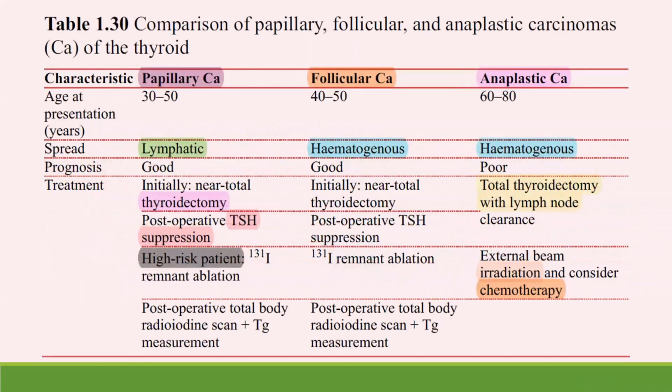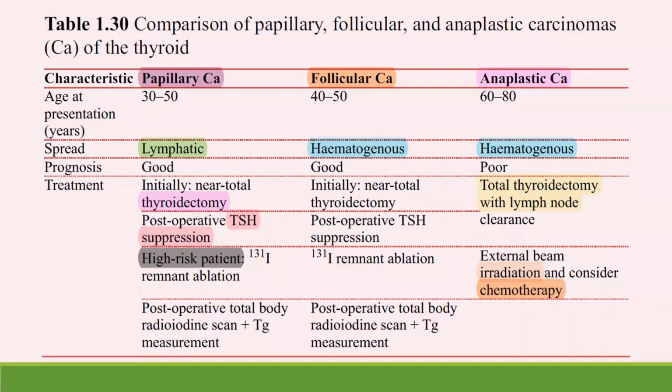And this table summarizes the most important points to differentiate between papillary, follicular, and anaplastic. The age of presentation: papillary thyroid cancer presents at a younger age than the follicular, and anaplastic is usually a cancer of the elderly. Papillary thyroid cancer spreads by lymphatics, but follicular and anaplastic mainly spread hematogenously. The prognosis of papillary and follicular is good, but anaplastic thyroid cancer has a very poor prognosis.